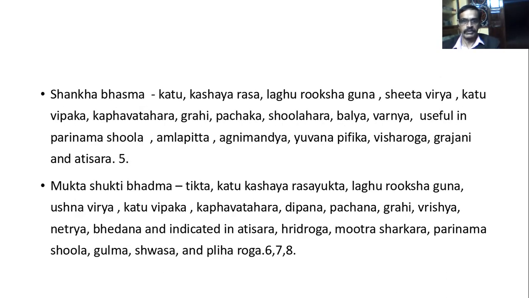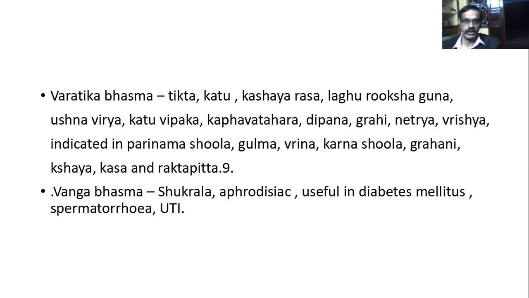And Shankha Bhasma: Katu Kashaya Rasa Yukta, Laghu Ruksha Guna, Shita Virya Yukta, Madhura Paka, Kapha Pitta Vatahara, Grahi, Pachaka, Shulahara, Balya, Varnya, useful in Parinama Shula, Amlapitta, Agnimandya, Yuvana Pidika, Visharoga, and Grahani and Atisara. And Shukti Bhasma is Tikta Katu Rasa Yukta, Laghu Ruksha Guna, Ushna Virya, Katu Paka, Kapha Vatahara, Deepana, Pachana, Grahi, Vrishya, Netriya, Vedanahara, and indicated in Atisara, Hridroga, Mutrashmari, Parinama Shula, Gulma, Shwasa, and Pliha. And Varatika Bhasma is Tikta Katu Kashaya Rasa Yukta, Laghu Ruksha Guna, Ushna Virya, Katu Paka, Kapha Vatahara, Deepana, Grahi, Netriya, Vrishya, indicated in Parinama Shula, Gulma, Vrana, Karnashula, Grahani, Kshaya, Kasa, and Raktapitta.